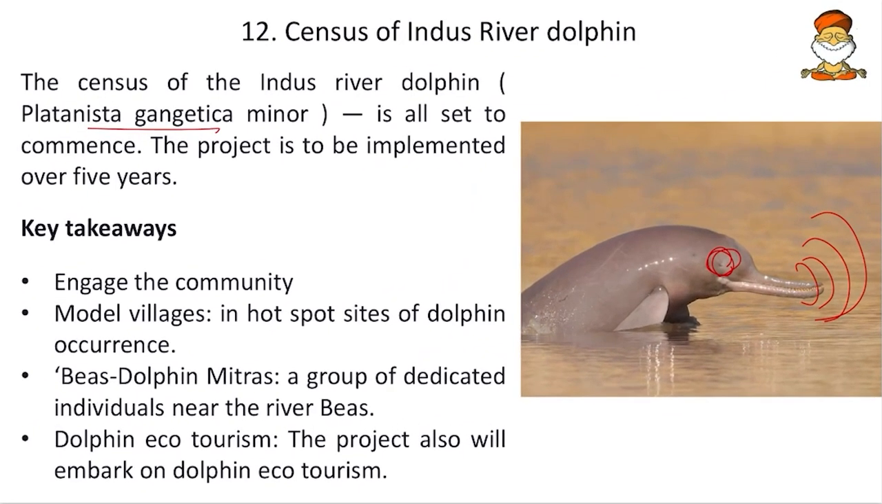And then some of the informations. The census will also encourage the community to engage in the counting process. If there are any hotspots near any village, in nearby villages where there is a larger population of Indus River dolphin, that village will be declared as a model village. And then the Bias dolphin mitras: in the river Bias, if there are any volunteers who are willing to conserve dolphins, they are being declared as the Bias dolphin mitras. Dolphin ecotourism will also be encouraged along with the census. So here remember: community engagement, then model villages, then Bias dolphin mitras, and dolphin ecotourism areas.